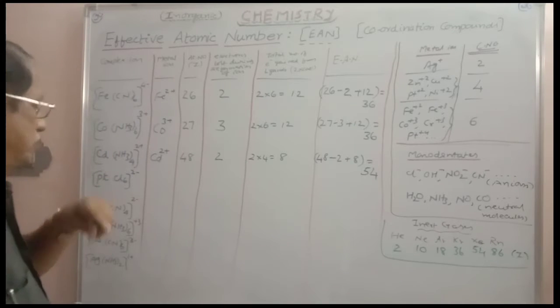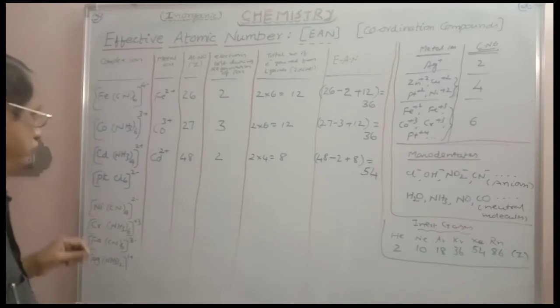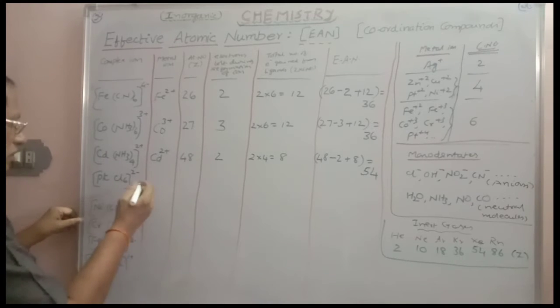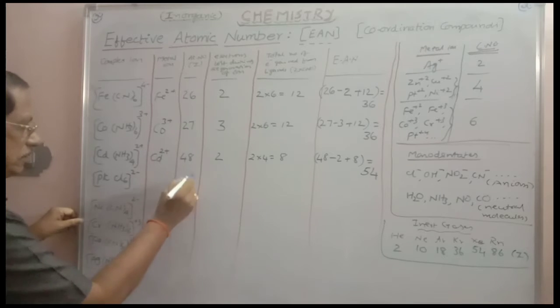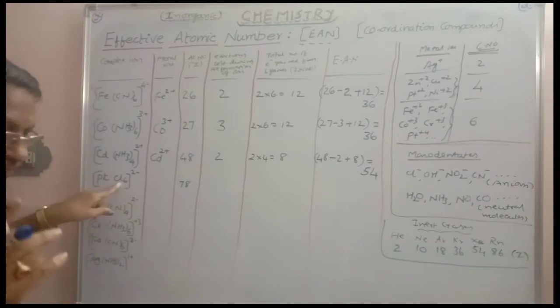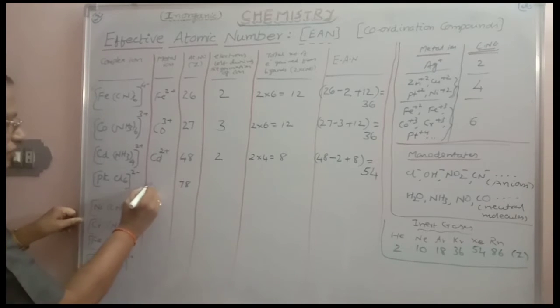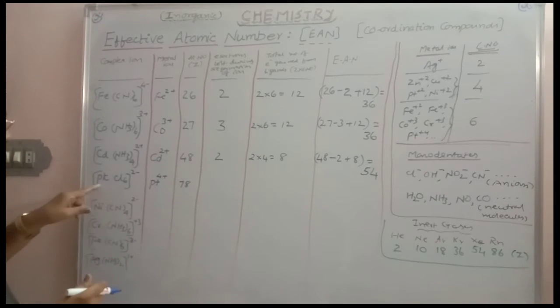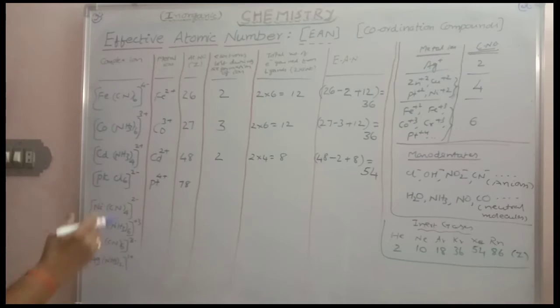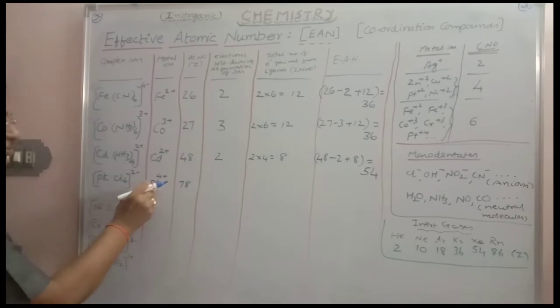Similarly, PtCl6 2 minus. Platinum, atomic number 78. And here Cl is minus 1. Minus 1 times 6, minus 6. Minus 6 plus x is equal to minus 2. Therefore, what is the value of x? x is equal to plus 4. That means platinum is plus 4. Plus 4 minus 6 is minus 2. So the platinum oxidation number here is equal to 4 plus.